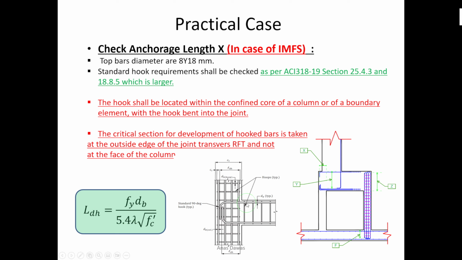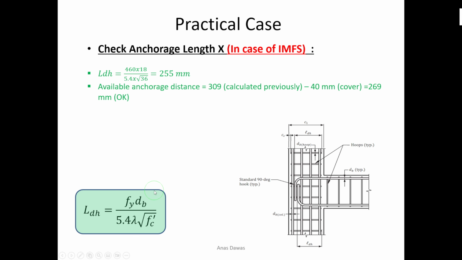And also, as we have said, when you need to calculate the available anchorage distance, you have to measure that from the ties, not from the face of the column. This is very important. Also, in our case, if we calculate the anchorage distance or LDH using the intermediate moment frame equation, we find that this condition is also satisfied.